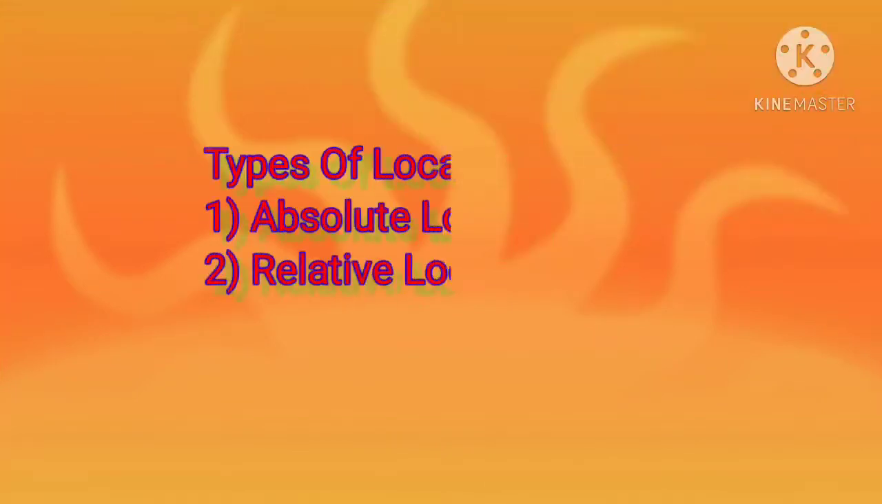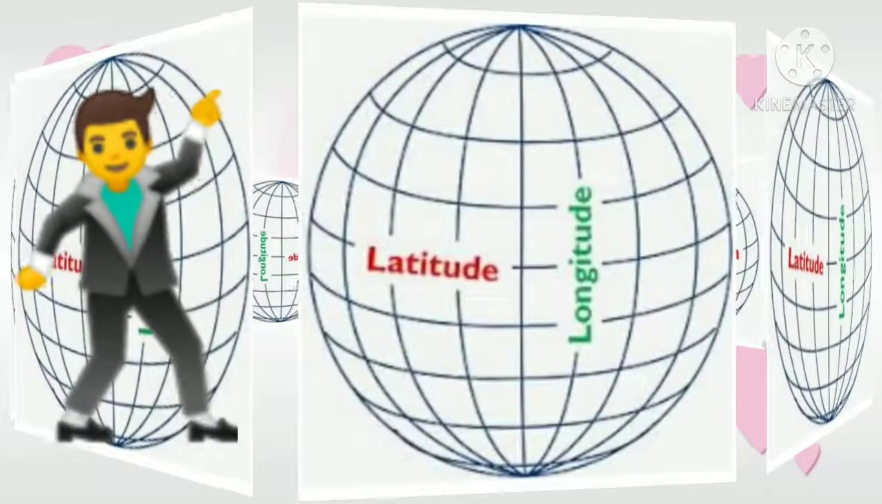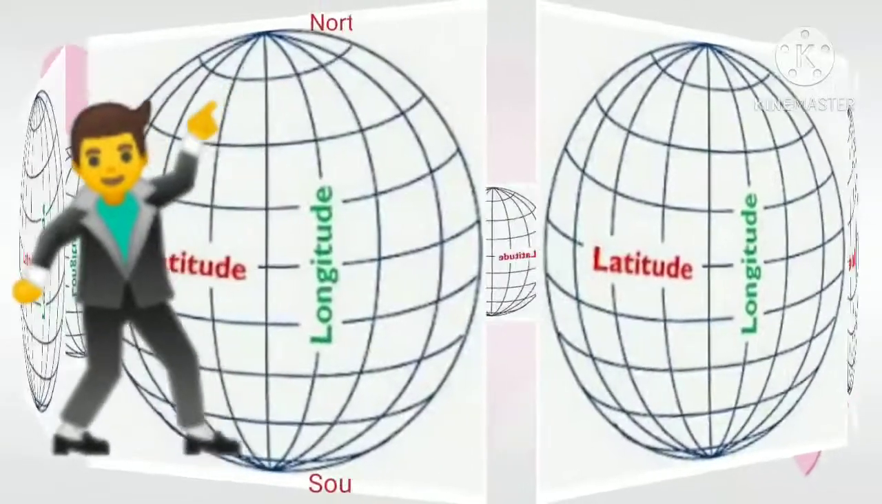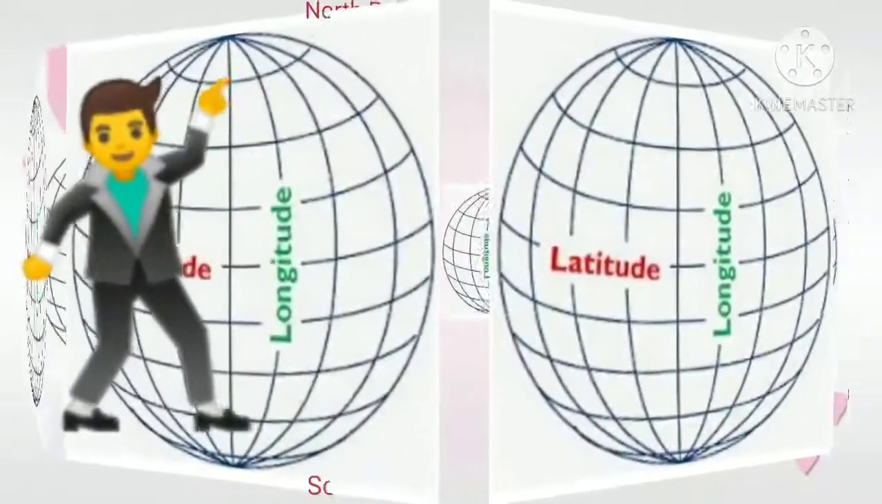Now, types of location. There are two types of location. Absolute location means with reference to latitude and longitude, and relative location means with reference to land and water bodies. Before studying this chapter, we must know the basic concepts.